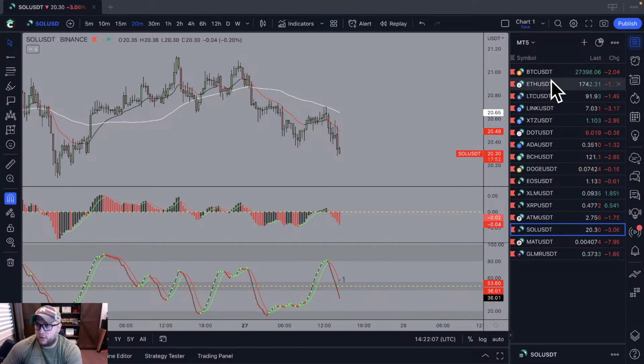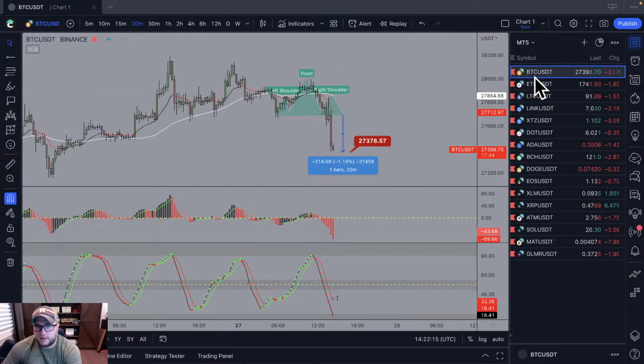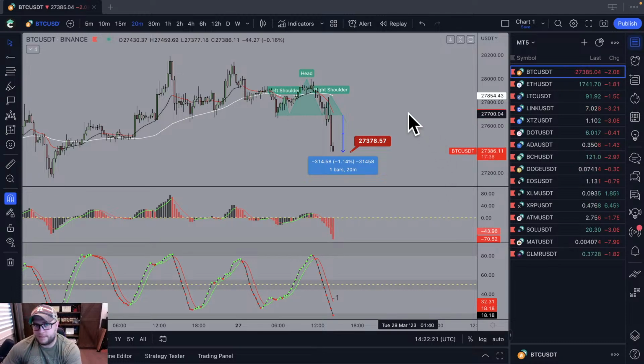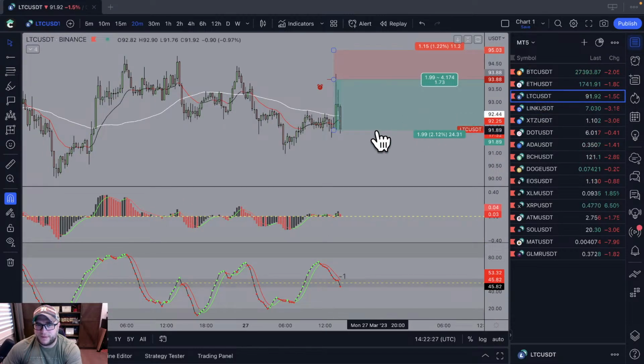Oh, look at Litecoin. This is so beautiful. Look at that. And look at Bitcoin fixing to hit our target. Man, good times.